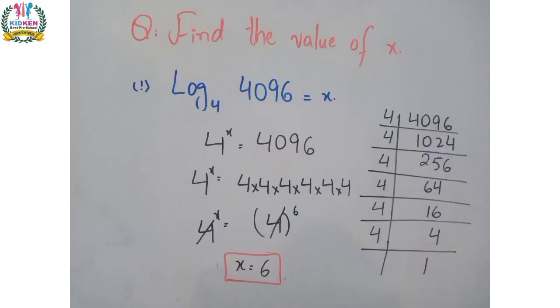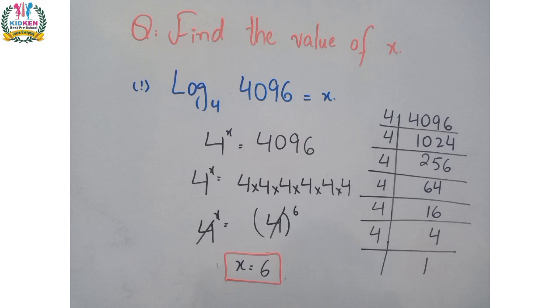Next question is find the value of x. Simply you can find the value of x with the use of logarithms. Number one question is log base 4 of 4096 is equal to x. Firstly you can convert this log form to normal form. So you have the form 4 power x is equal to 4096.